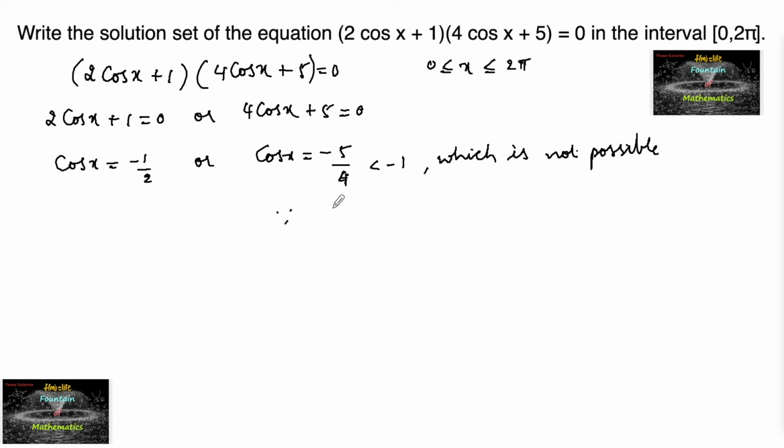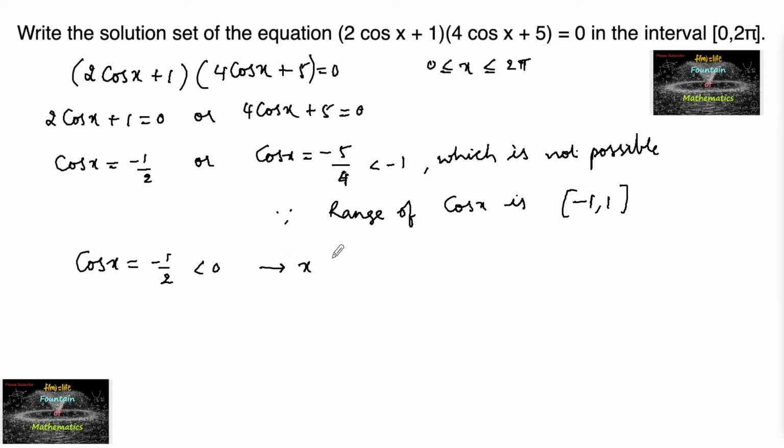Since the range of cos x is minus 1 to plus 1, the second one, cos x is equal to minus 5 by 4, has no solution. And now let us consider cos x is equal to minus 1 by 2, which is negative. Negative means x can belong to, cos is negative in the second quadrant and third quadrant.